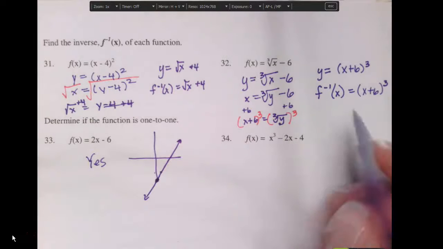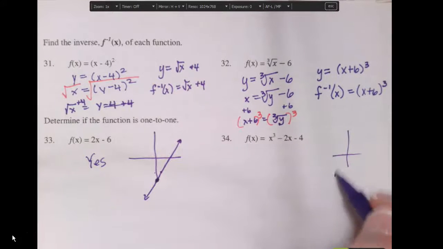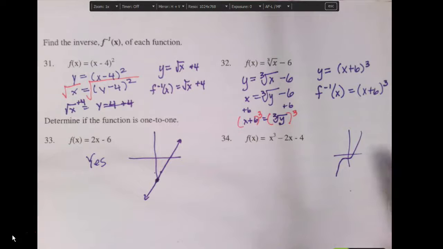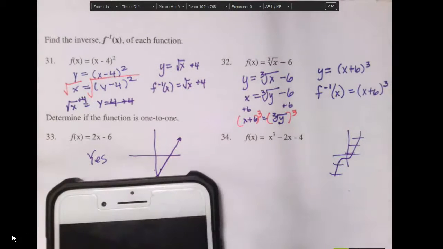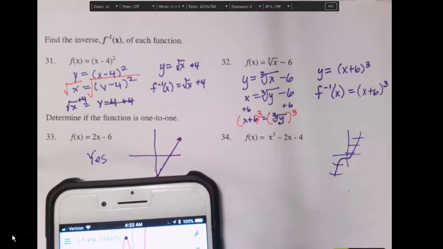it's a cubic, so it's going to have this general shape. So it's going to pass the horizontal line test as well, but maybe I could go ahead and graph it. So x cubed minus 2x minus 4, and so, ooh, well I'm glad I did that.